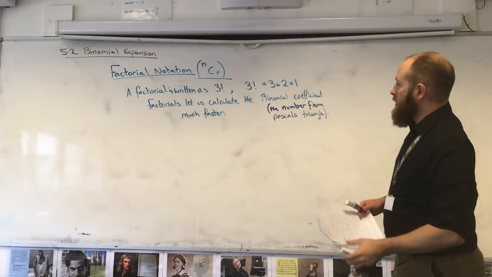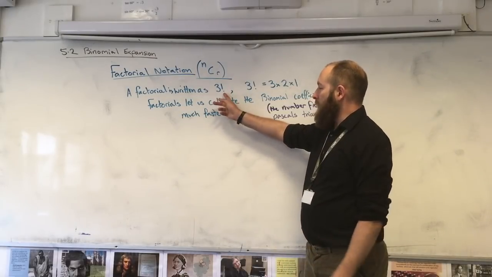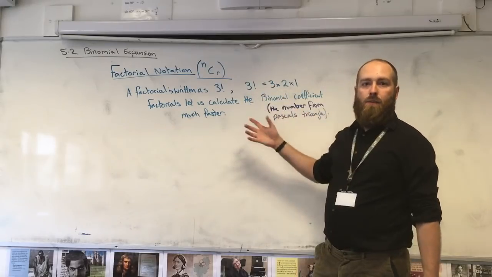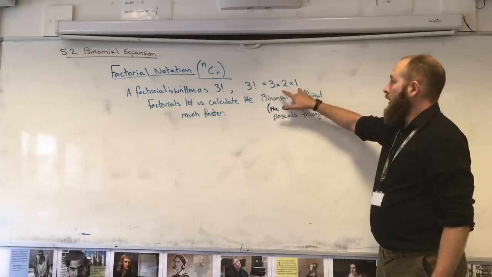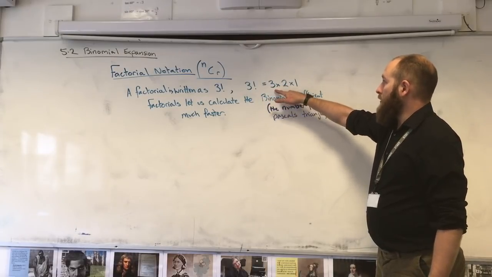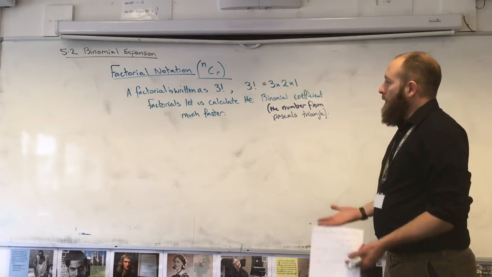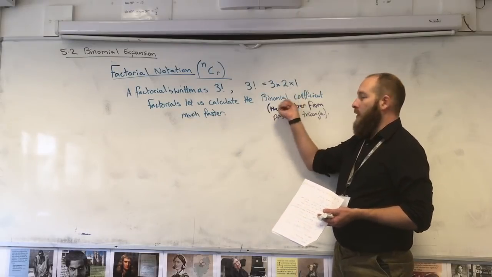So we're going to have to introduce you to this new thing called a factorial. Factorial is written as an exclamation mark. So 3 factorial basically means 3 times every integer lower than it, so 3 times 2 times 1. So 3 factorial is equal to 3 times 2, 6, times 1, 6. 3 factorial is 6.